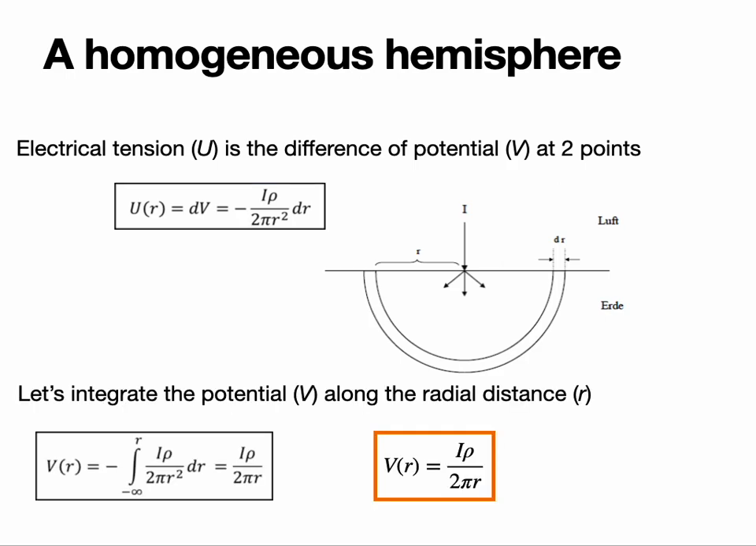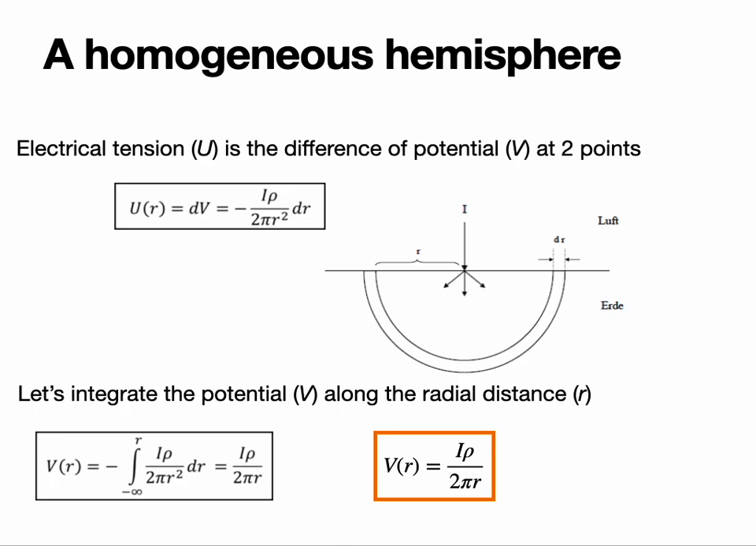Then, if we want to solve for V, we can integrate the potential V along the radial distance. So let's integrate this to obtain V. So now we get an expression, V as a function of r is minus the integral from minus infinity to r of I rho divided by 2 pi r squared dr. And it's a trivial integral. It results in I times rho divided by 2 pi r. So that's a very important result here.